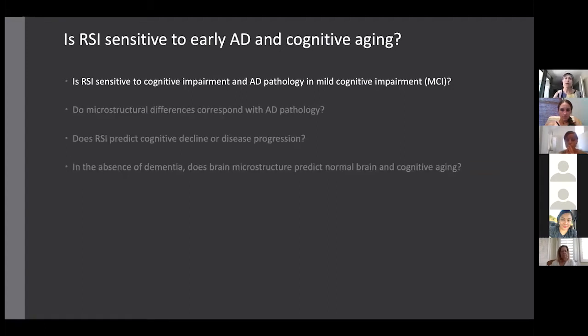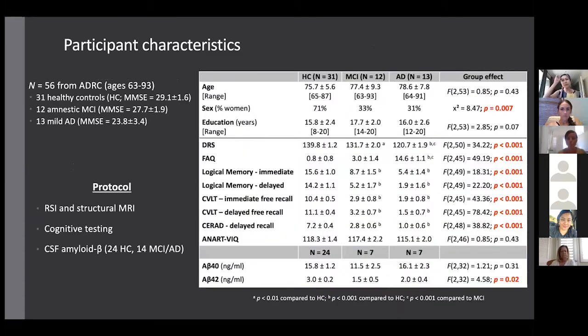The first question is, are these RSI measures sensitive to cognitive impairment in the early stages of Alzheimer's disease, or MCI? So to address this question, we recruited 56 participants from the ADRC longitudinal study, age 63 to 93, including 31 healthy controls and 25 individuals with either amnestic MCI or mild AD. And because the mild AD participants were so mild and did not differ on cognitive or imaging measures from our MCI group, we combined the MCI and AD participants together for analysis.